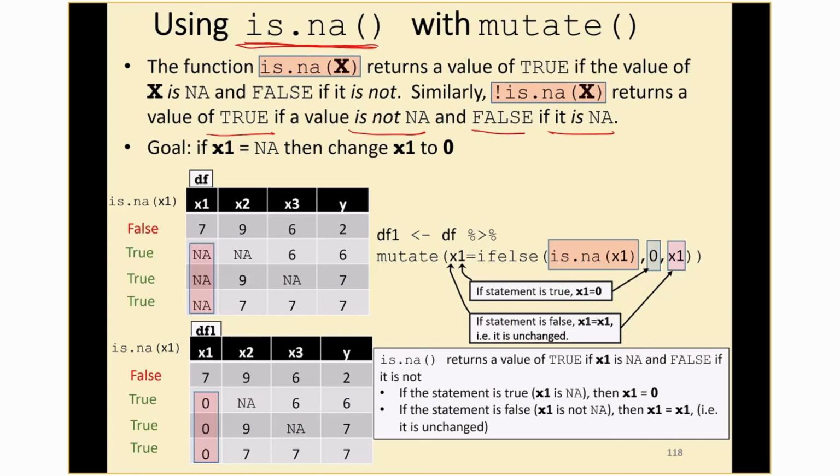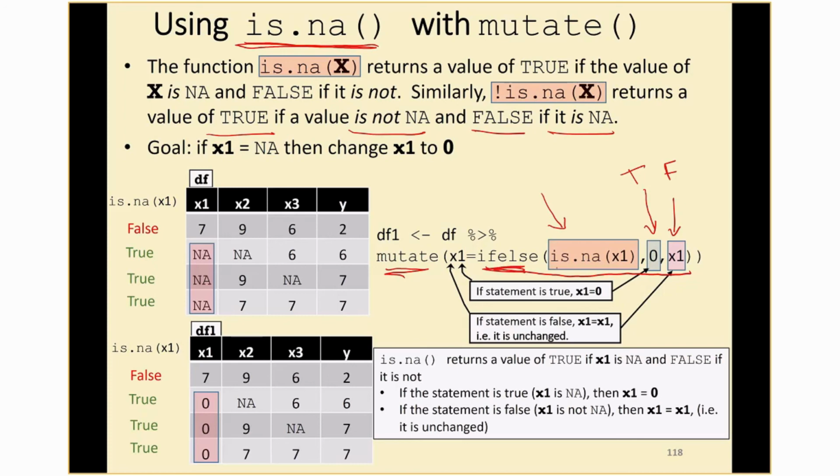So we're going to use the mutate function, and inside that, we're going to have the if-else function. Let's think about how this if-else function works. We saw that before. It begins with a logical test, and if the logical test is true, then it returns this value. If the logical test is false, then it returns this value. So think about what happens when we use the if-else function.